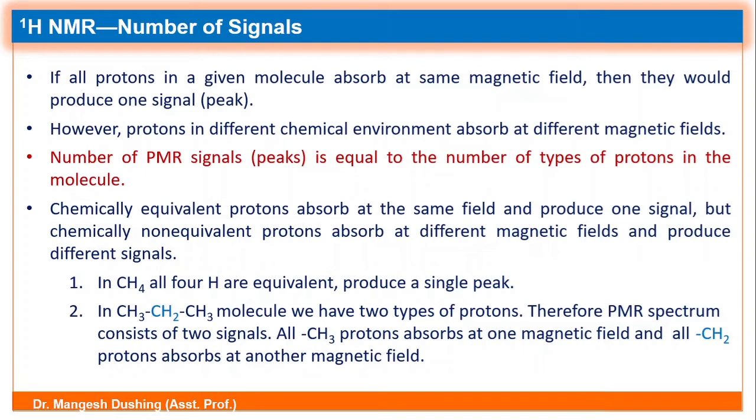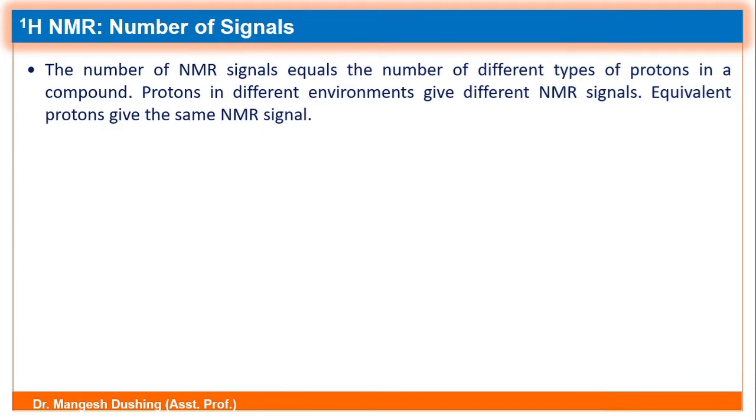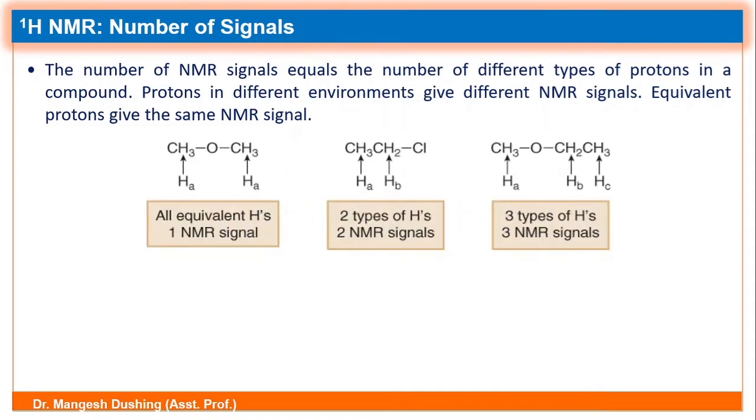Now we'll see the next example. The number of NMR signals is equal to the number of different types of protons in the compound. Protons in different environments give different NMR signals, and equivalent protons give the same NMR signal. So how many types of different protons are in the compound, that is the number of peaks we get in the NMR spectrum. Equivalent protons give only one signal. In the last example we saw a methane molecule. Now we will see another molecule.